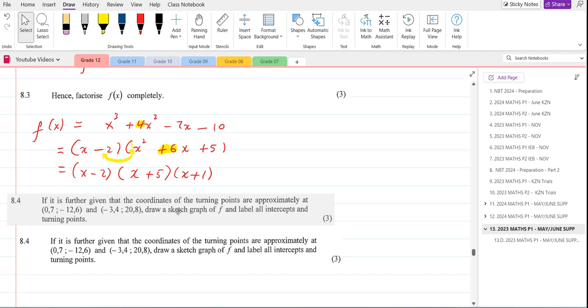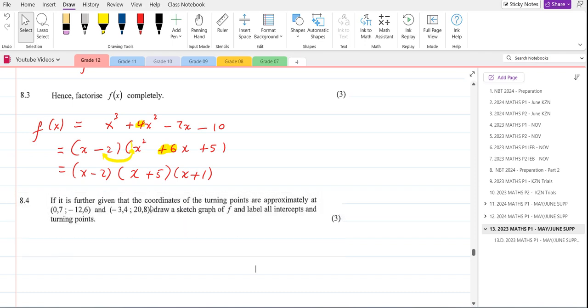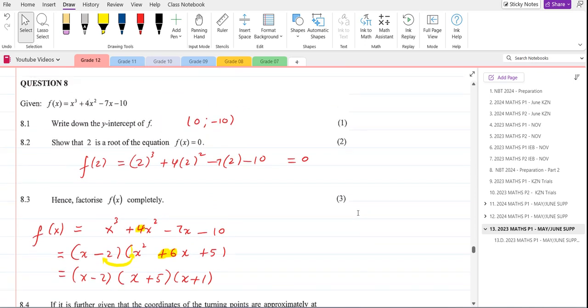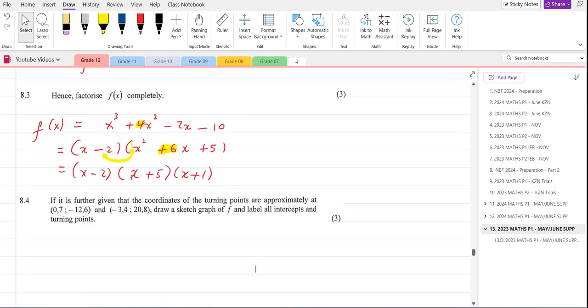Then you're finding roots. If it is further given that the coordinates of the turning points are approximately at 0,7, and that sketch the graph of f and label all intercepts and turning points. Right, so we got x-intercepts here. What are the x-intercepts? -5, -1, and 2. That's my x-intercepts, and I've got turning points here, which is 0,7 and -3,4.